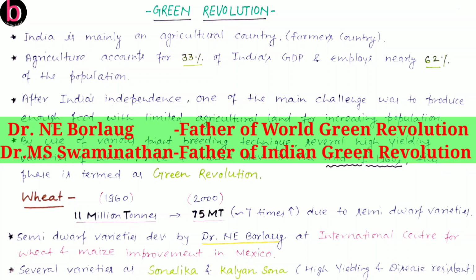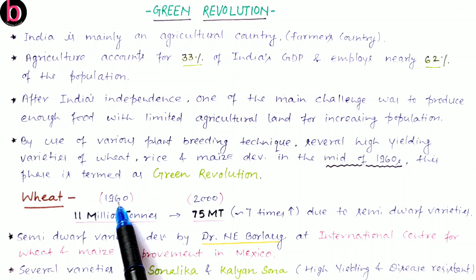So let's discuss what kind of productivity increases there were. In the case of wheat, in the year 1960, before the Green Revolution, wheat production in India was nearly 11 million tons, and by the end of 2000 this reached 75 million tons. From 11 million to 75 million tons is nearly 7 times growth in wheat productivity. And all this is possible because of semi-dwarf varieties of wheat.